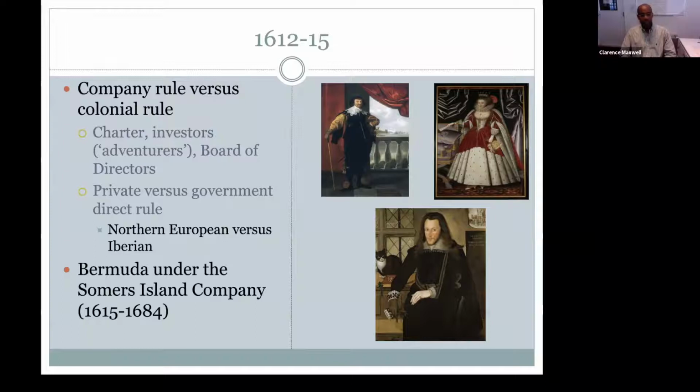It is private rule versus government direct rule. Which means that for this particular period from 1612 to 1684, Bermuda is going to be run by a private company, literally by a board of adventurers, or in this case, investors. And the Bermuda method was going to be different in one way. In fact, each investor will own a share of land in the colony, which would be a separate system to what was even done somewhere else.